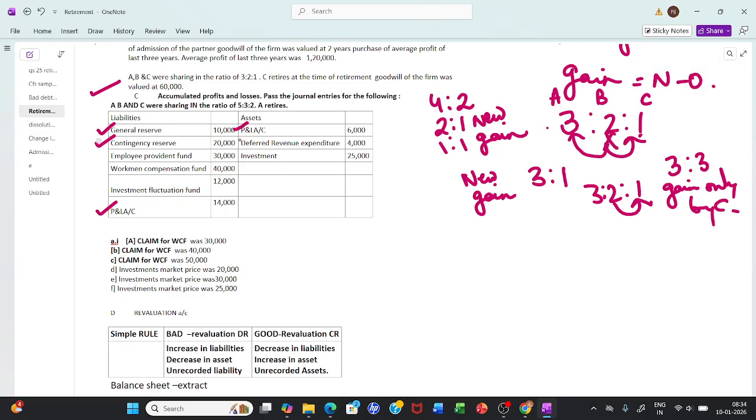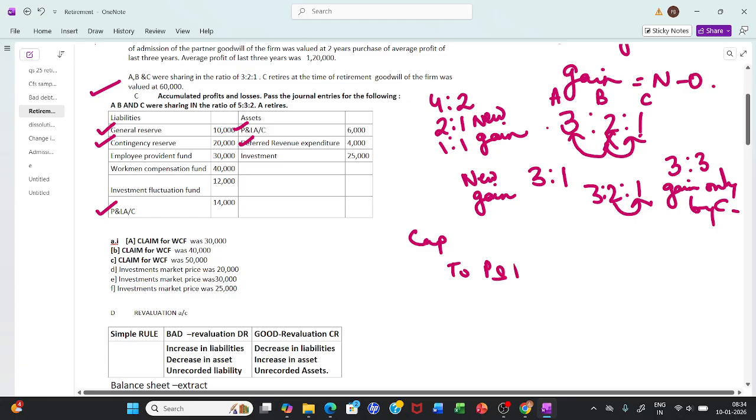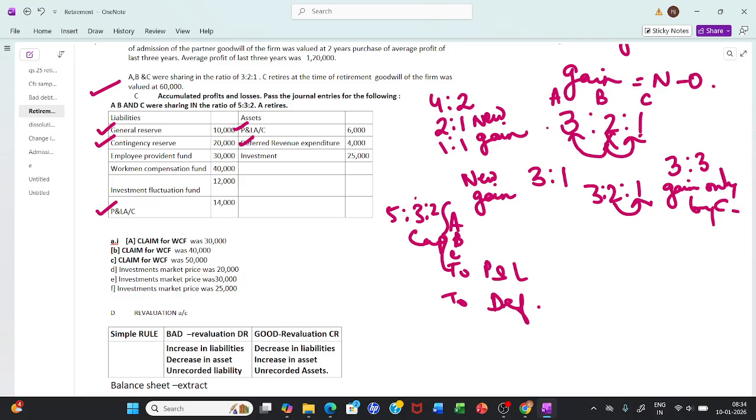Similarly, deferred revenue expenditure and investments are an opposite entry. So capital accounts debit to P&L and deferred revenue expenditure, of all three, A, B, C, all three capital accounts in the ratio of 5 is to 3 is to 2. This gets debited to their capital accounts. We reduce their capital with this loss.